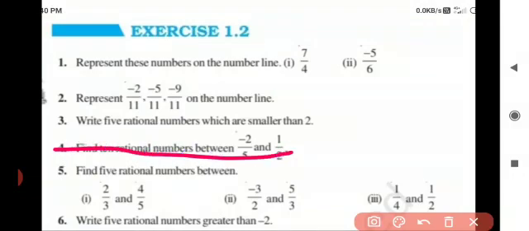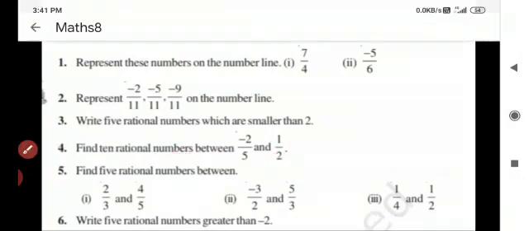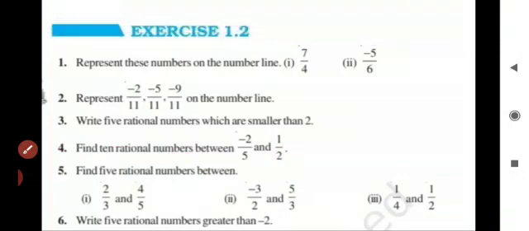Sum number 5. Find 5 rational numbers between 2 by 3 and 4 by 5, minus 3 by 2 and 5 by 3, and the last one is 1 by 4 and 1 by 2. Sixth one, write 5 rational numbers greater than minus 2. So greater than minus 2 is minus 1, 0, 2, 5, 12, 100, 13. So you want to write only 5 rational numbers greater than minus 2.